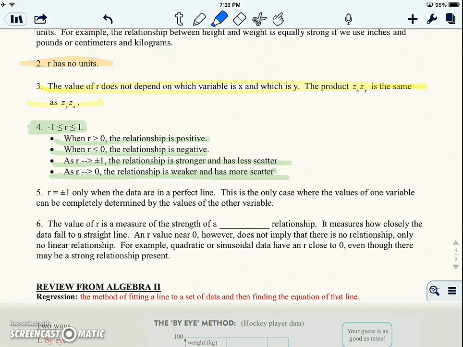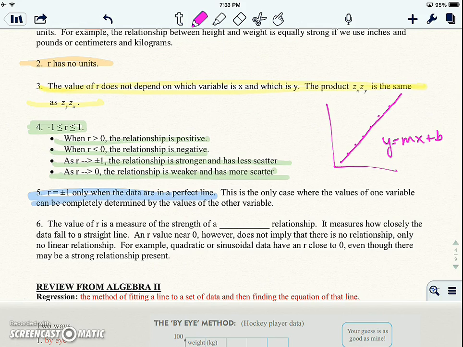Part 5, r equals plus or minus 1 only when it is a perfect line. I talked to you about that about 5 minutes ago. Perfectly straight line. So everything you did in Algebra 1 or Algebra 2, where you did y equals mx plus b and drew the line through here, if you had found the r for that, it would always be +1 or -1, depending on the slope.